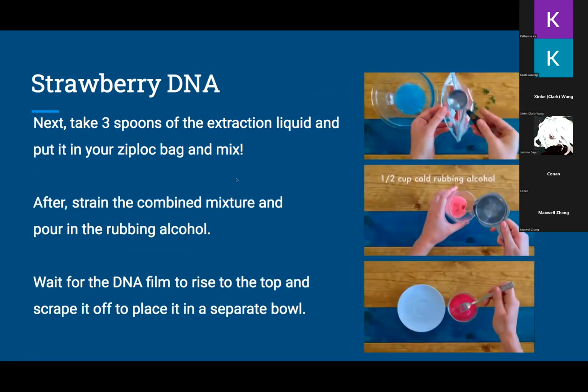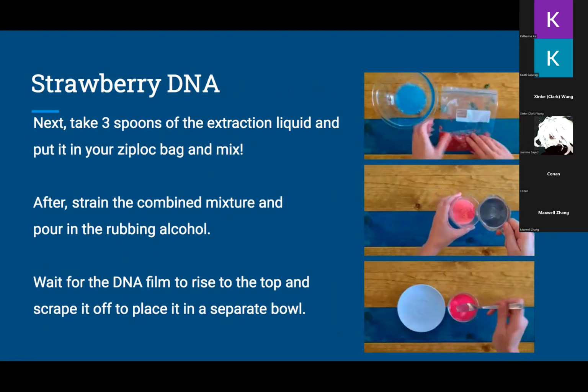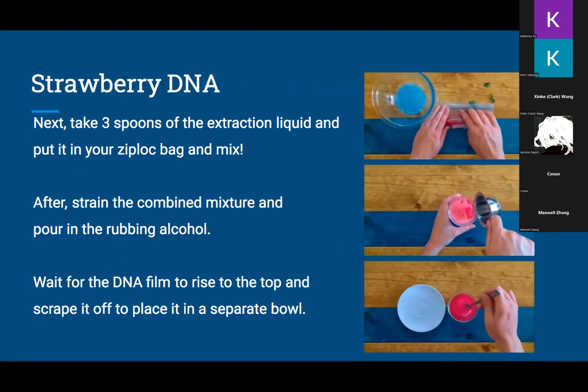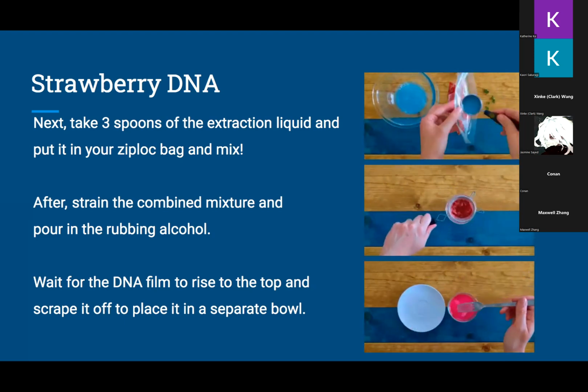Afterwards, take 3 spoons of the extraction liquid, put it in the Ziploc bag, and mix it around. After, strain the combined mixture and pour in the rubbing alcohol. And after waiting for a little bit, you'll be able to see a separate film rise to the top, and you can scrape it off to place in a separate bowl, which is the strawberry's DNA.